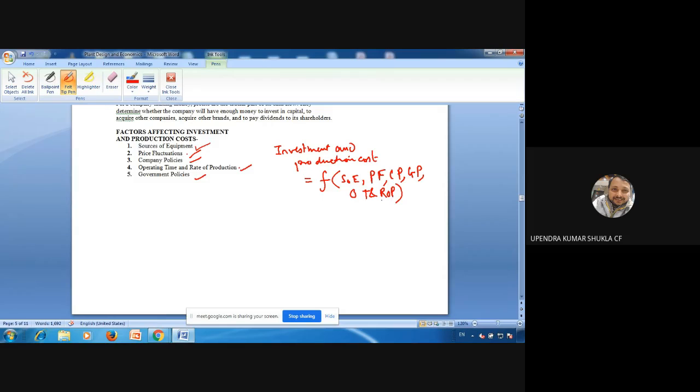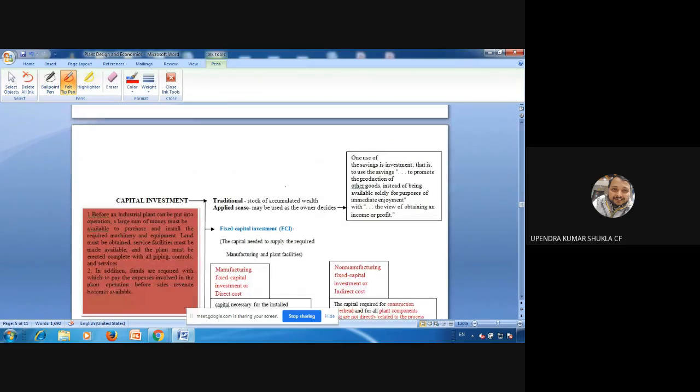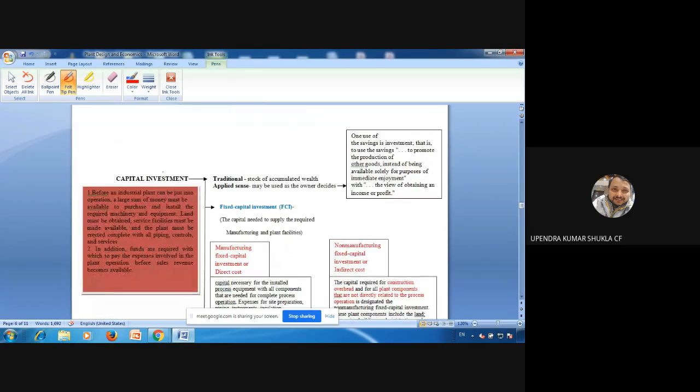Similarly, these symbols are very important. Sometimes I will represent rate of return as ROI. This investment and production cost will be the function of sources of equipment, price fluctuations, company policies, government policies, and operating time and rate of production. I have explained in detail in the last lecture all these factors. So I am now moving to another important part. Here I will summarize capital investment.